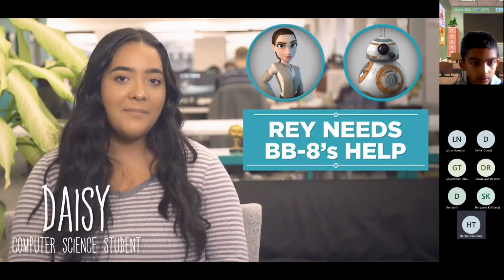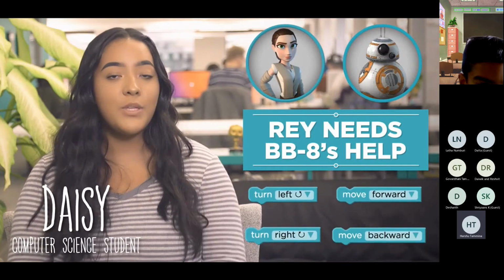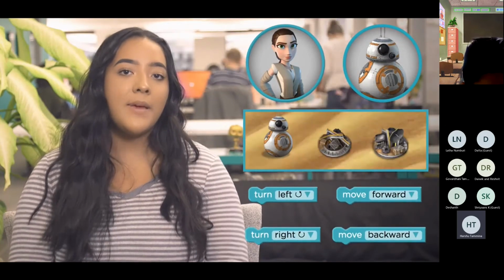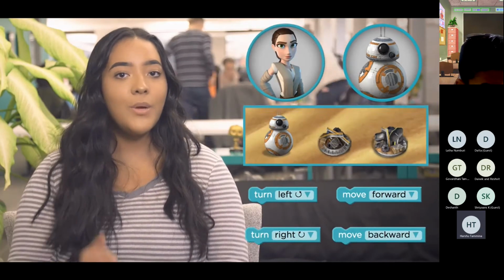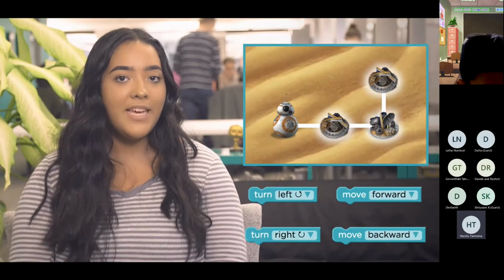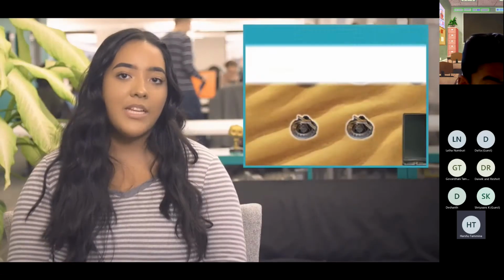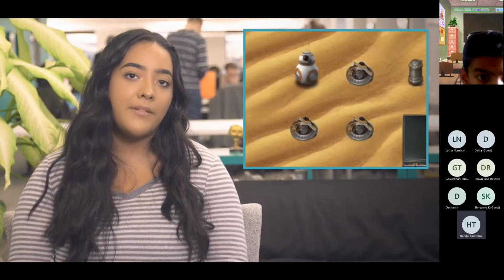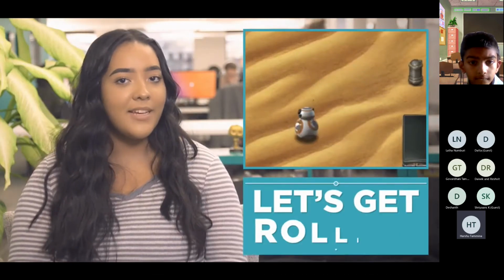Ray needs BB-8's help. In these puzzles, you will program BB-8 using the move and turn blocks from the toolbox. BB-8 needs to pick up each piece of scrap metal to finish the puzzle. First, work to find a path for BB-8 that covers all the pieces of scrap metal. Then write the program in your workspace to move BB-8 on that path. You don't need a special command to pick up scrap metal. BB-8 will collect it just by moving over the top. Now let's get rolling.